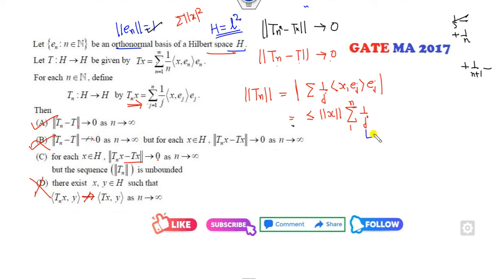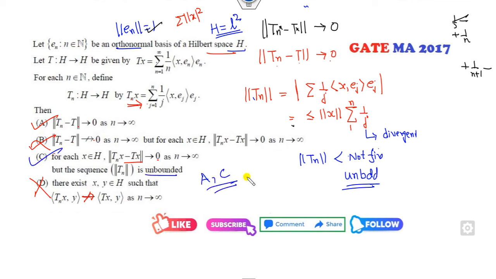So clearly this is my divergent. Once it's divergent, it means this number is not finite. Once this is not finite, it means this is my unbounded. So this being unbounded is also a correct statement of this problem.